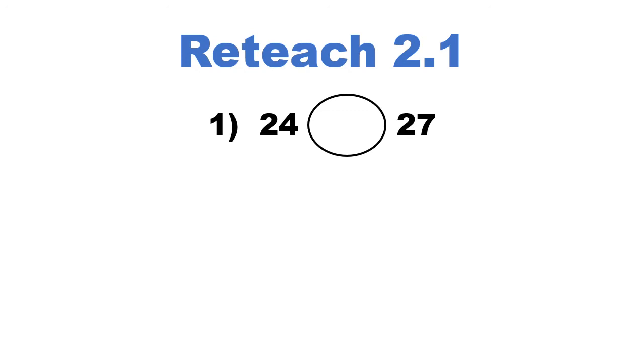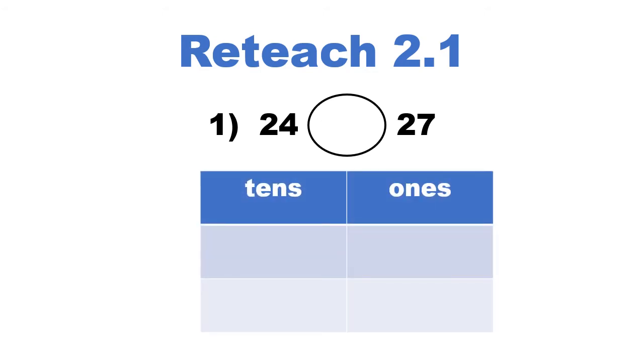Now we're going to use Reteach 2.1 to do some problems together before you try them on your own. So let's take a look at number 1. We're going to compare 24 and 27, and we're going to do that by placing them into a place value chart. Here's my 24, and here's my 27. So when we compare, we have to start with the greatest place. In this case, it's the tens. So we see the tens have 2 and 2, and we know that 2 is equal to 2.